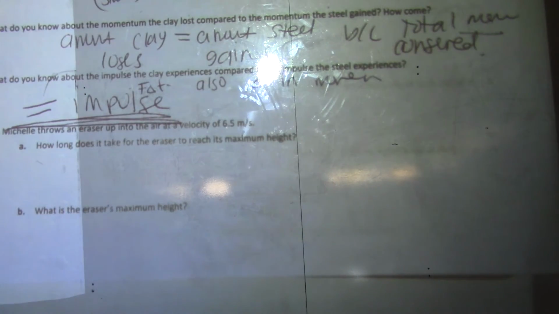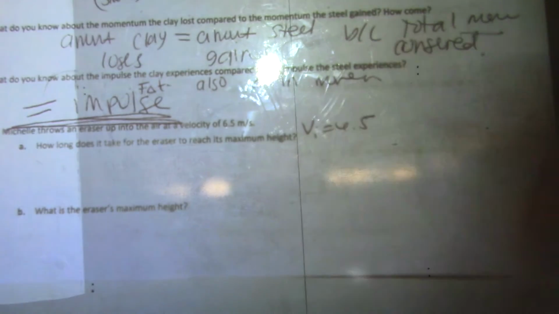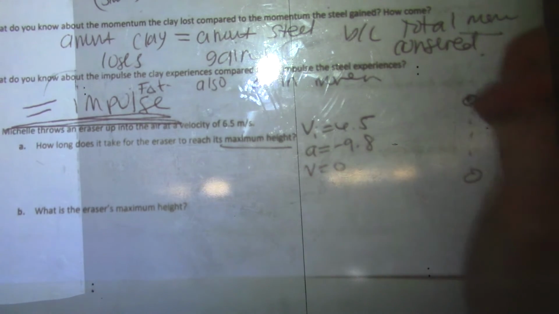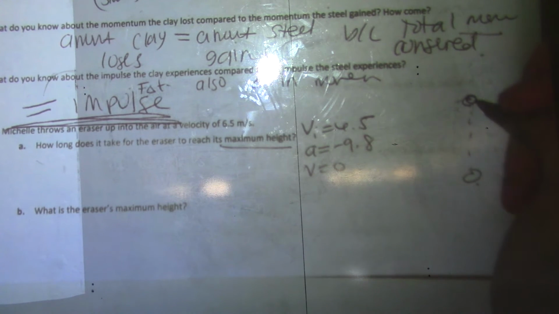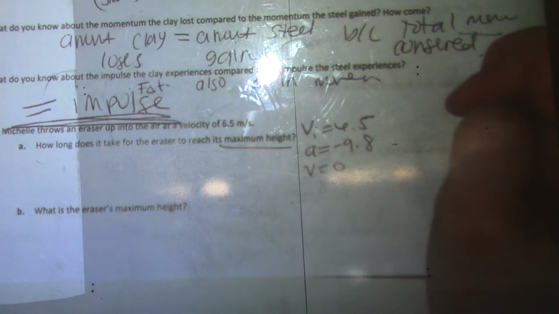Michelle throws an eraser up into the air at a velocity of 6.5, so that is my initial velocity. When you're talking about something moving through the air, you know the acceleration is just the acceleration due to gravity, negative 9.8. And we know we're talking about the maximum height. At the very, very top, your velocity is going to go to 0 before it turns around and comes back down, right? If it's positive at first and then it's going to turn around and become negative, it has to pass through 0 for a second.